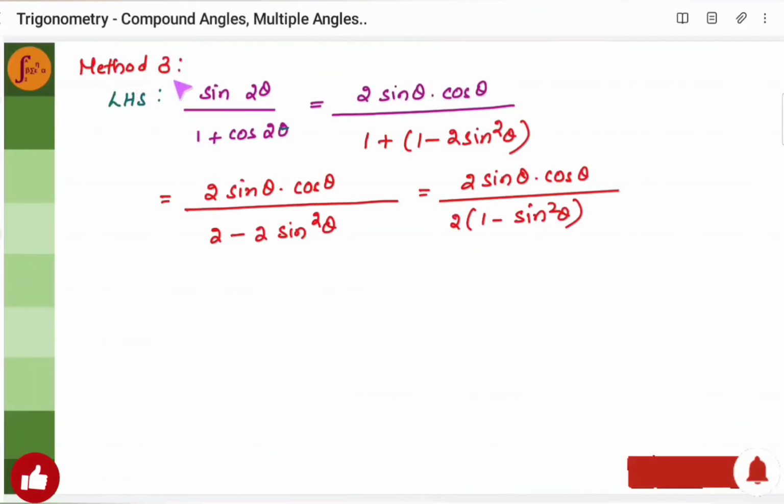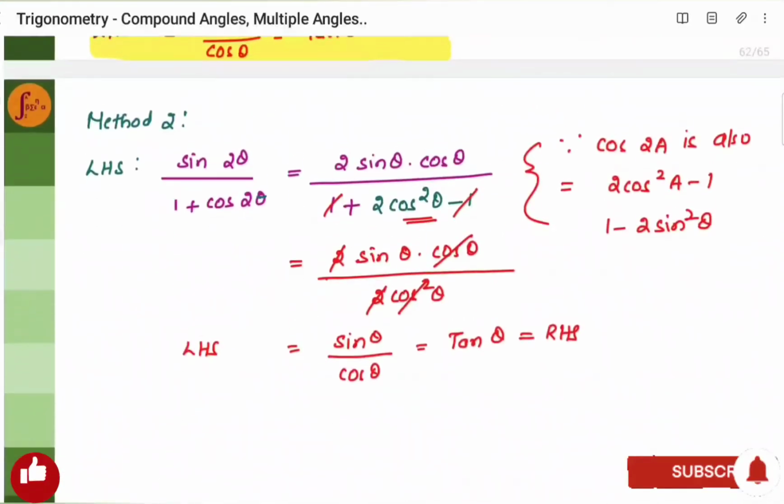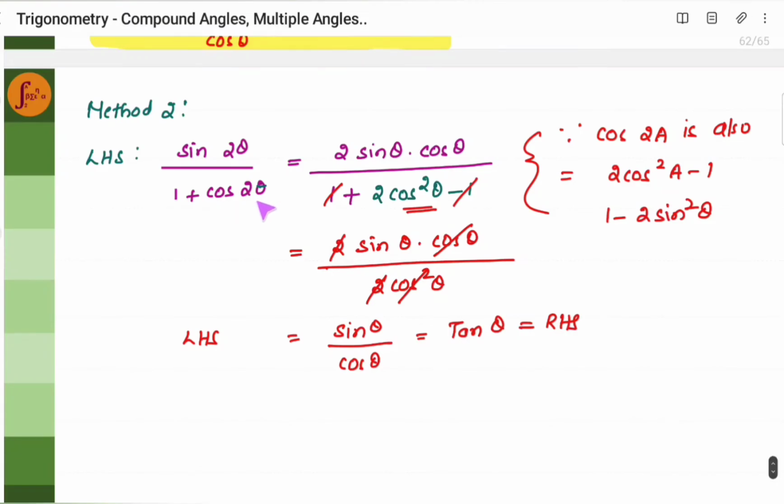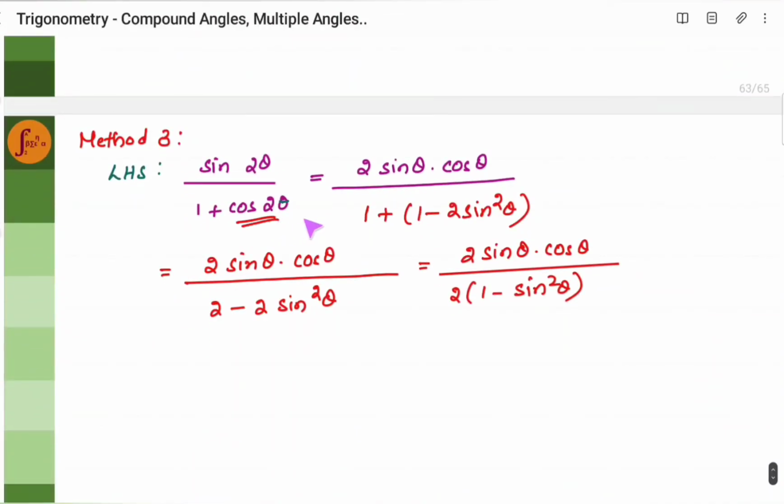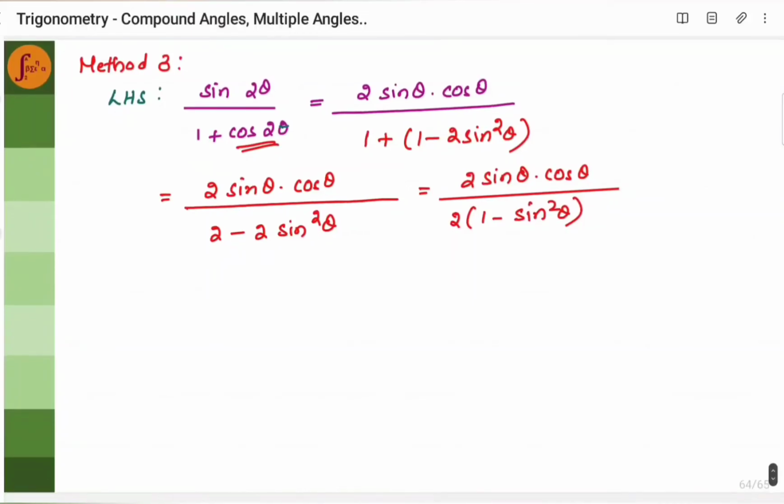Now let's try method 3, right? Here we used 2 cos square theta minus 1 as cos 2 theta. Now I'll use 1 minus 2 sine square theta. Let's just try it out. Instead of cos 2 theta, I'll use 1 minus 2 sine square theta. So what will happen? I'll get 2 minus 2 sine square theta, because 1 plus 1 is 2. I'll take 2 as a common factor. I'll get 1 minus sine square theta. Now 2 and 2 will get cancelled.